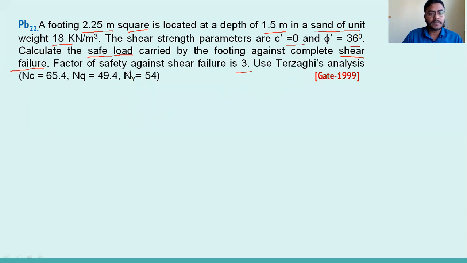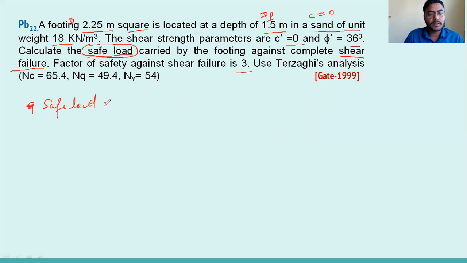See, in this question, the footing is square, the dimension is given, and the depth of foundation is given. B is given. The sand has C equal to 0, and the unit weight of this sand is given as 18. So we have to calculate the safe load. Here the question mentions safe load. Suppose in another case it mentions total safe load. So safe load we can calculate.